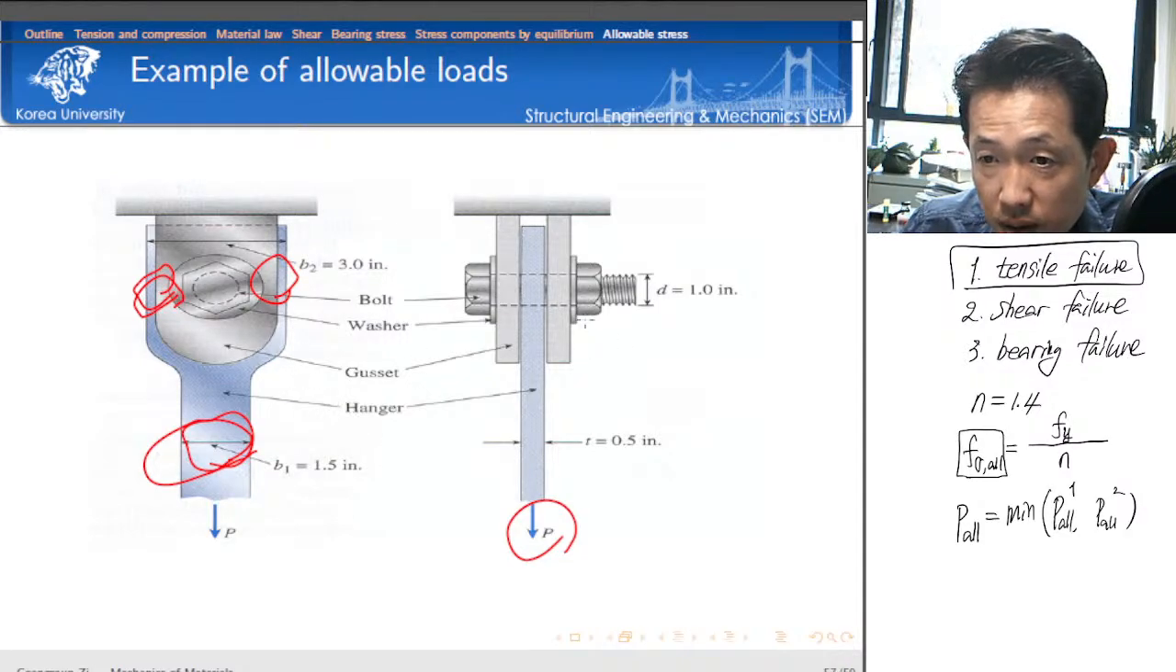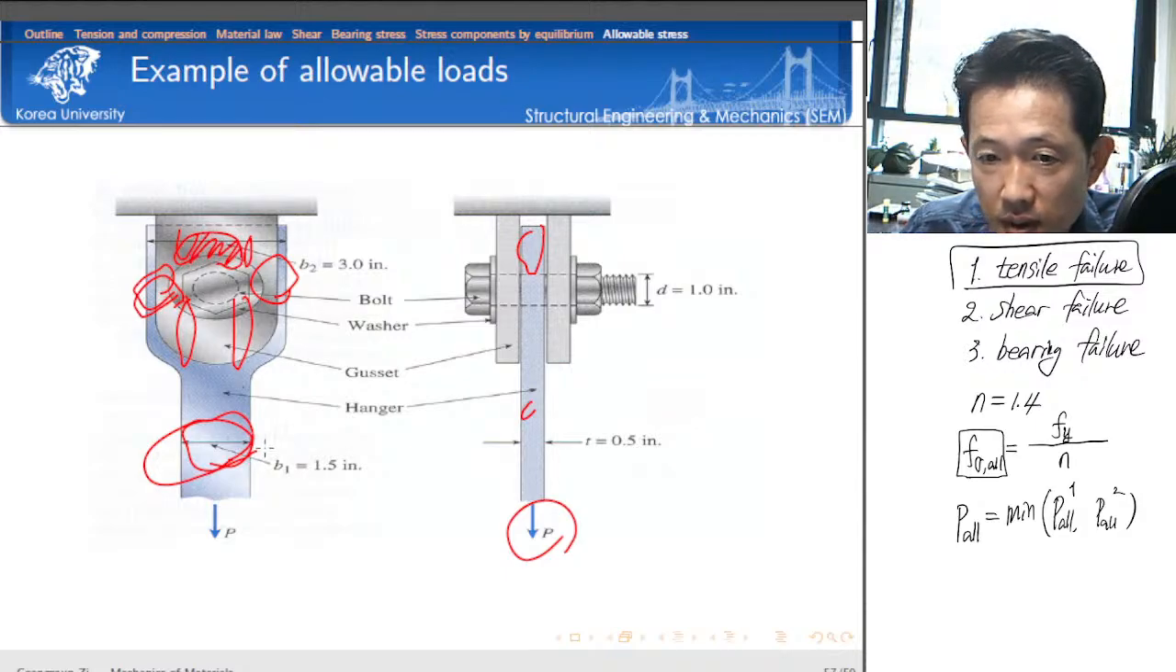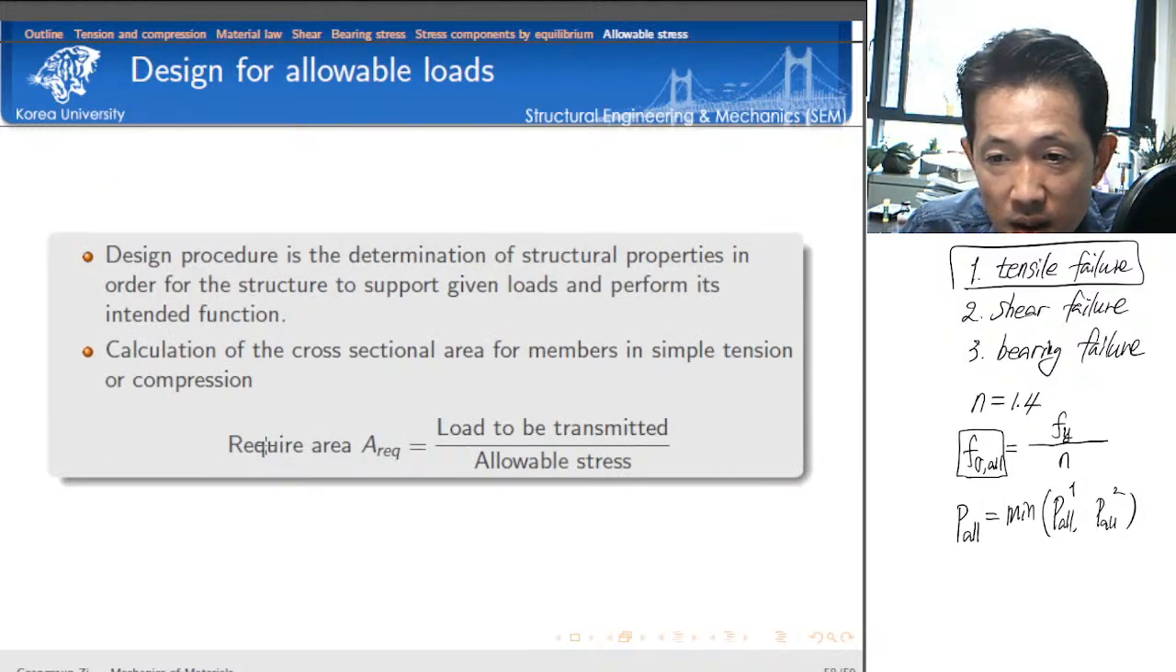And then for the shear failure, we already discussed how we calculate the shear failure when we discuss the bearing stress value. You need to consider the shear area here, for example, for the blue part, and for the gray part, we have to consider the shear area here. And then the next step is we need to consider the bearing stress. Where's the bearing area? This is the bearing area.